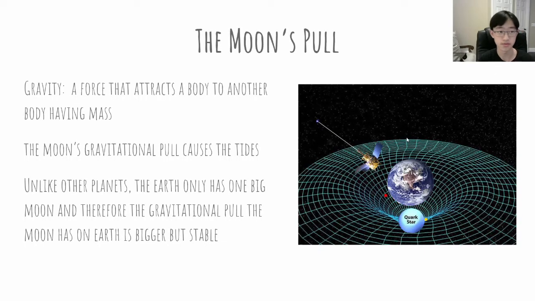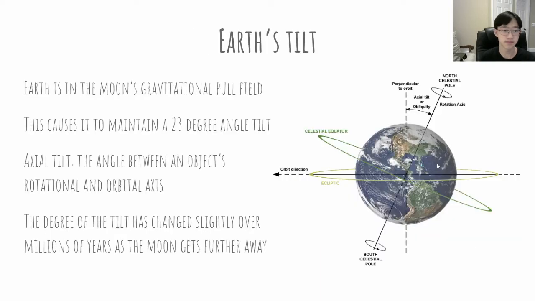So let's talk about the moon's pull, which will help us understand a key concept that will explain why Earth has seasons. So let's talk about gravity. Gravity, as you already know, is a force that attracts a body to another body having mass. The moon's gravitational pull, for example, causes the tides because the gravitational force from the moon's mass pulls at the ocean water on Earth. Unlike other planets, which may have dozens of moons, the Earth only has one big moon. So the gravitational pull the moon has on Earth is bigger but consequently more stable.